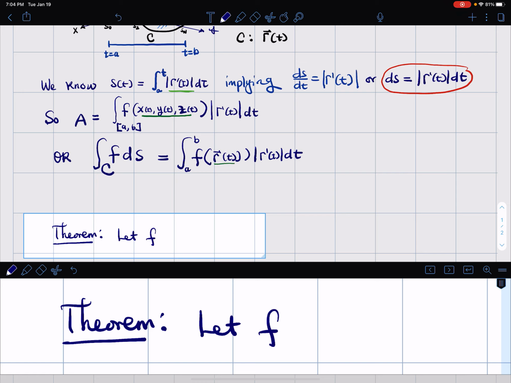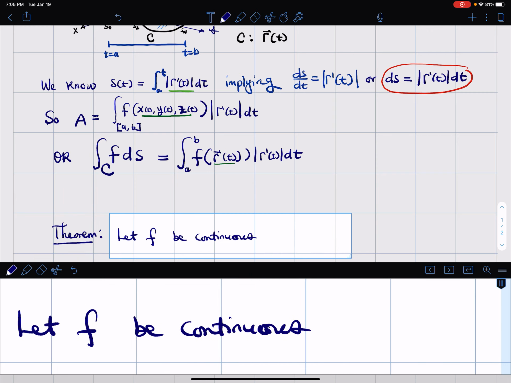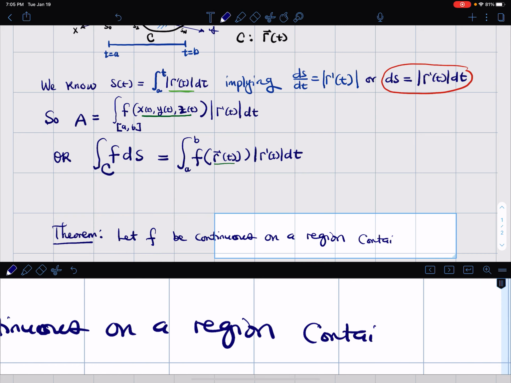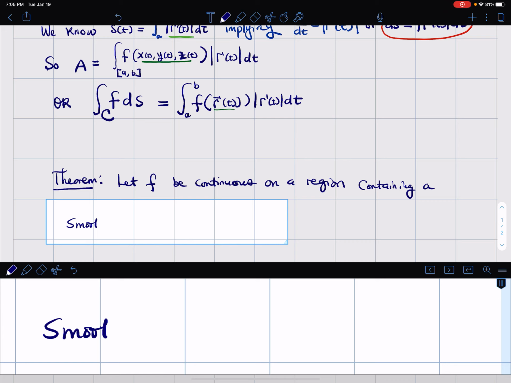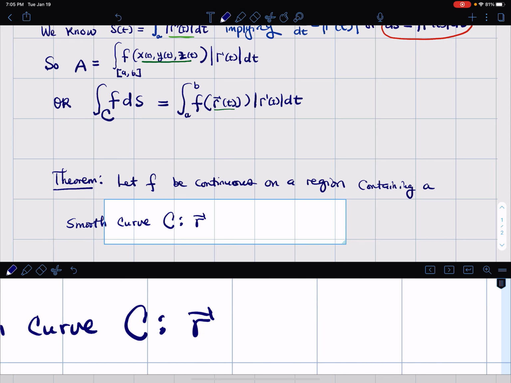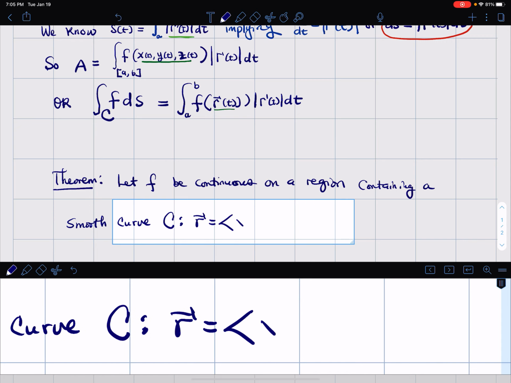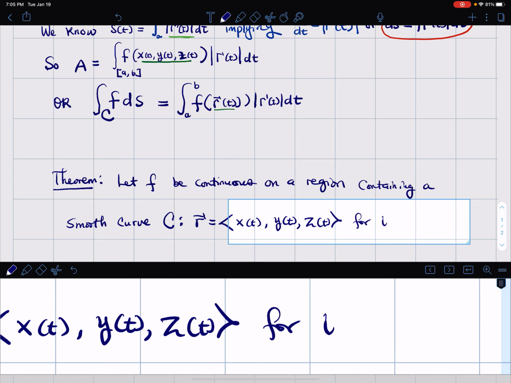The theorem says: let f be continuous on a region containing a smooth curve C, and C is parameterized as, has the parametric equations x of t, y of t, z of t, for t going from a to b.